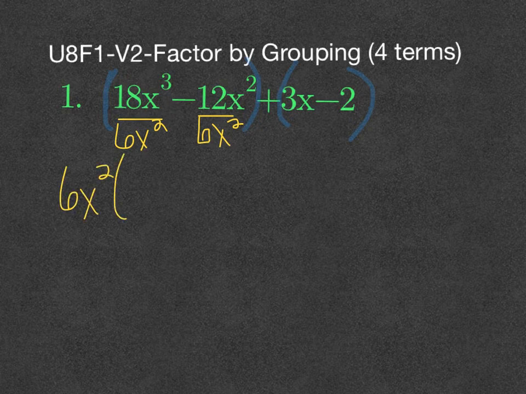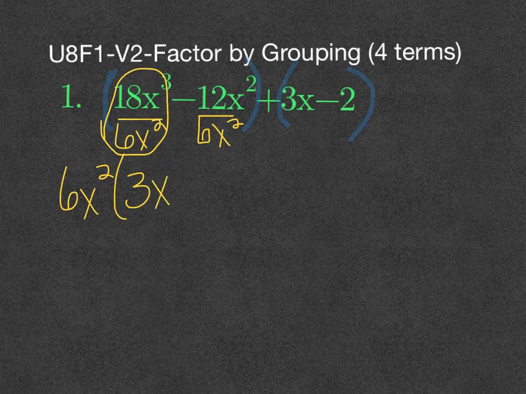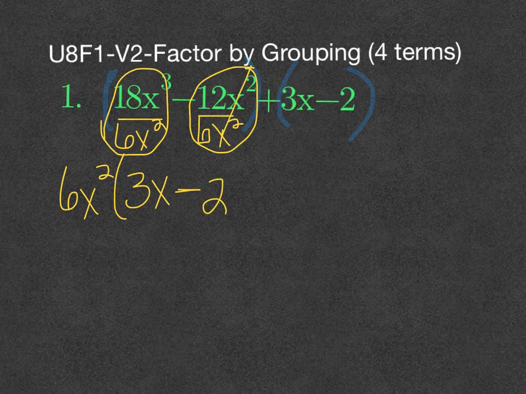And then we're going to go ahead and divide. So we're going to take 18x to the third, divided by 6x to the second. So 18 divided by 6 is 3. And if we have x to the third divided by x to the second, we're left with x. Okay. I'm going to bring down my sign, and now we're going to do the same thing. 12x squared divided by 6x squared. So 12 divided by 6 is 2, and then my x squareds cancel. Close your parentheses. You're going to bring down that sign. Whatever sign is there, you're going to bring that down.